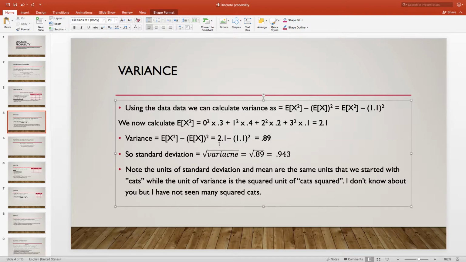So if you want the units to have the original units of cats, or your original unit, you just take the square root. And that will be 0.943. So the variation is 0.943 cats, or nearly 1 cat.